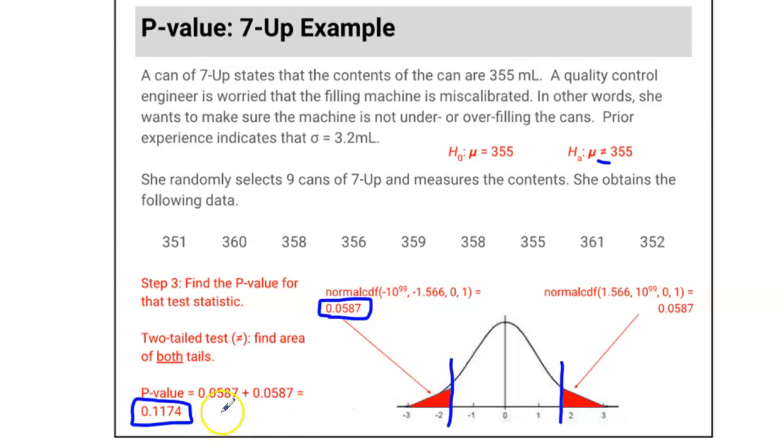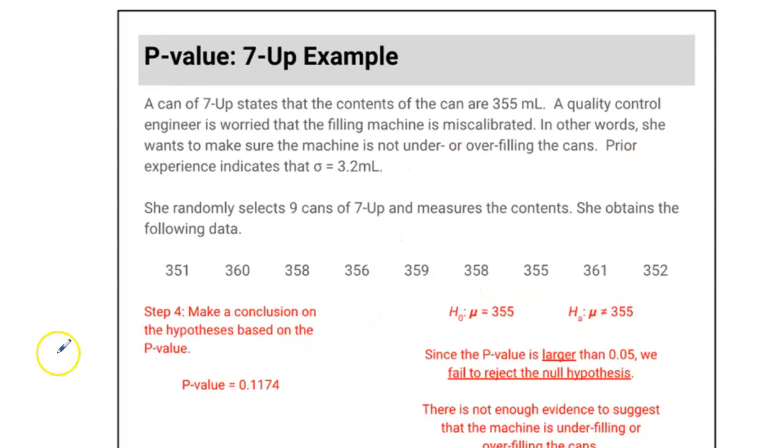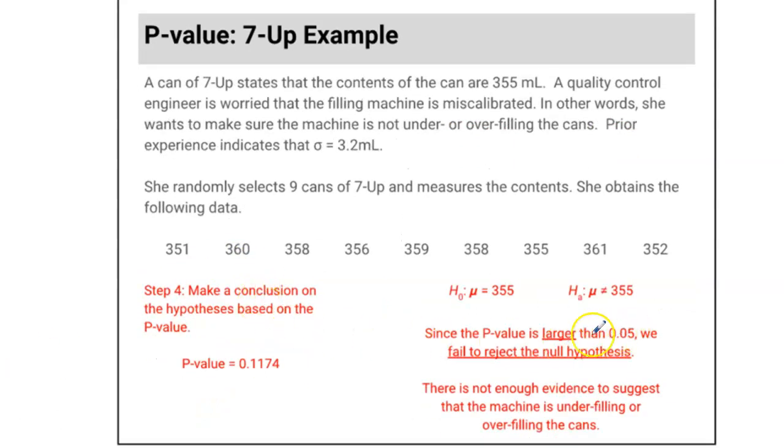Remember that we're always going to be comparing it to 5%. What does that mean? That means that we're able to make a conclusion saying that the p-value is larger than 0.05, so we fail to reject the null hypothesis. When the p-value is larger than the percentage that we're given, that's 0.05, we fail to reject.